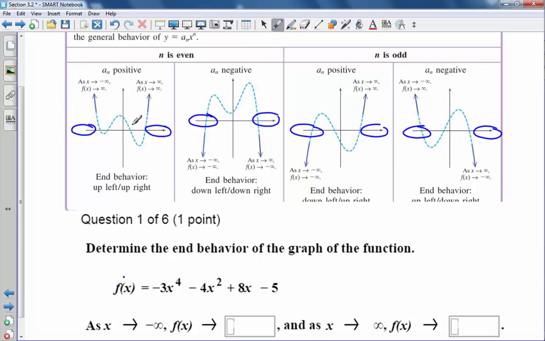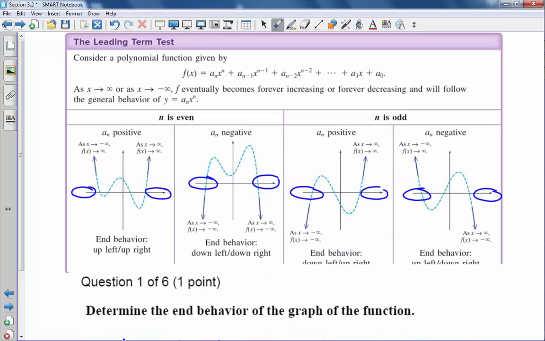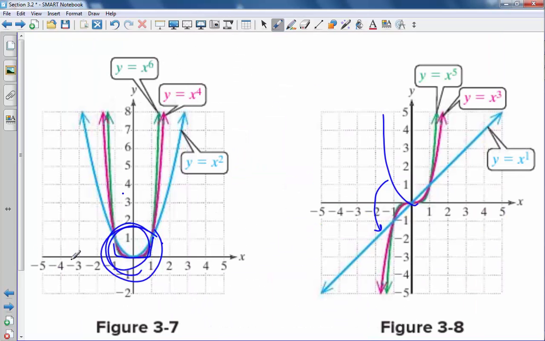Either both ends go up, both ends go down, left down and right up, or left up and right down. 4 cases. Okay? Just like these pictures. Both ends going up, these are going down. Sometimes one part goes up, one part goes down. If I put a minus in front of the green one, then it reflects along the x-axis and makes this picture: left side going up, right side going down.